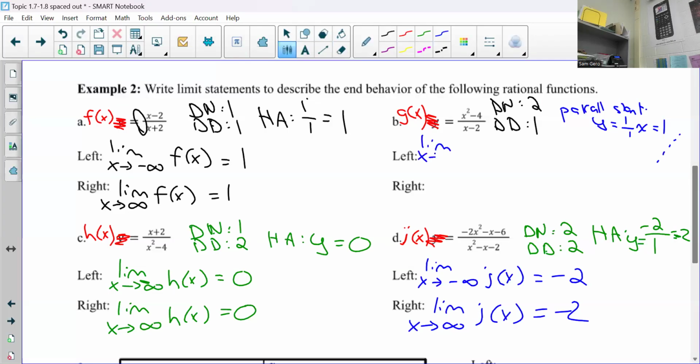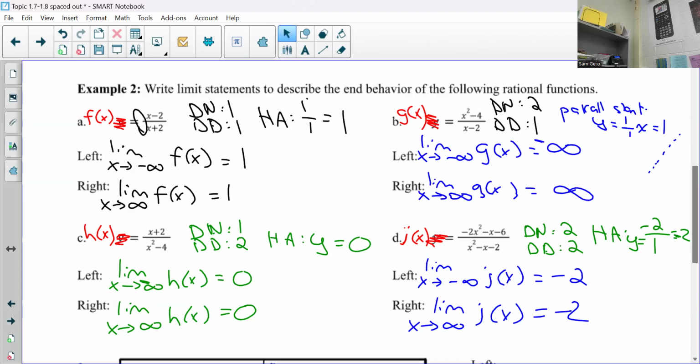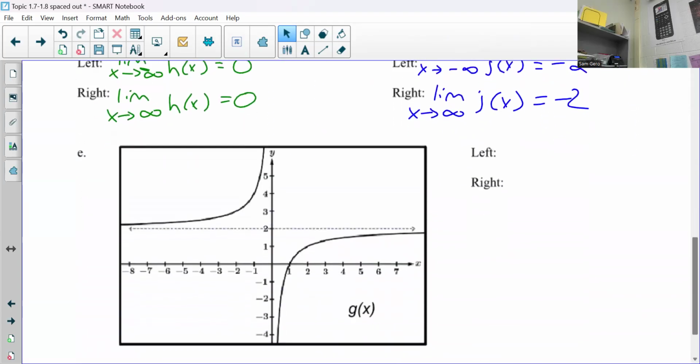The limit as x approaches negative infinity of g of x. This graph is going up, so this graph is going up. Limit as x approaches positive infinity of g of x. Oops, I did that wrong. Sorry, to the left, this graph is going down, so this is negative infinity. To the right, this graph is going up, so that's positive. I apologize for that. So again, follow your asymptote. That's where that dotted line is.